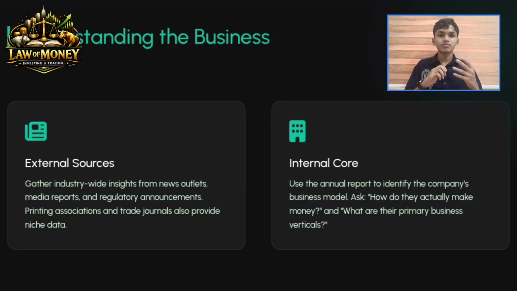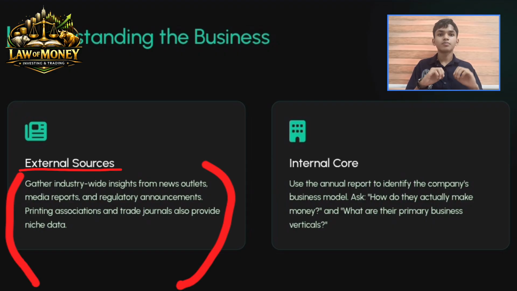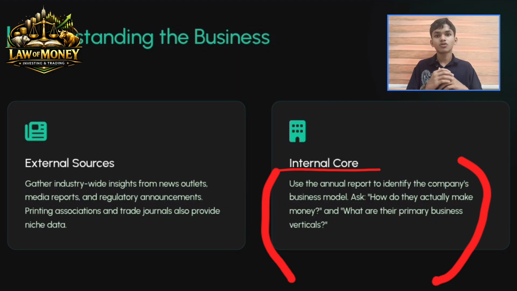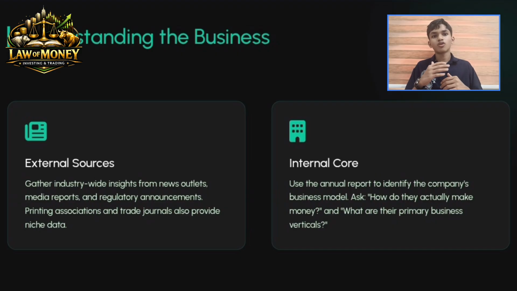To truly understand a business, you have to look at it from two angles: the news and the reality. External sources like trade journals, industry news, and association reports tell you if the entire neighborhood is doing well. But the internal reports tell you if the specific house is on fire. You need to identify their business vertical, which is just a fancy way of asking which products actually bring in the cash and which ones are just expensive hobbies for the CEO. If a company makes 90% of its money from one product and that product just got banned in three countries, you don't need a calculator to know that's a problem.